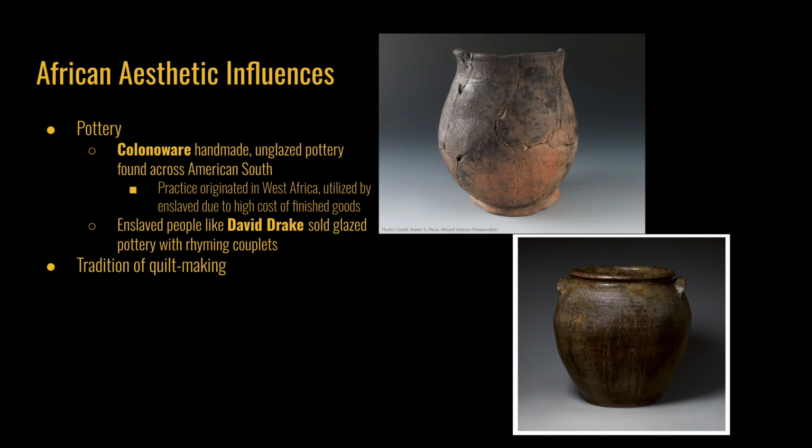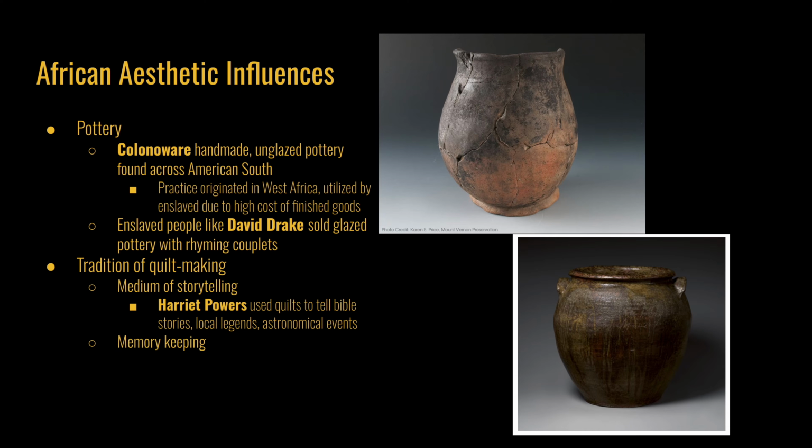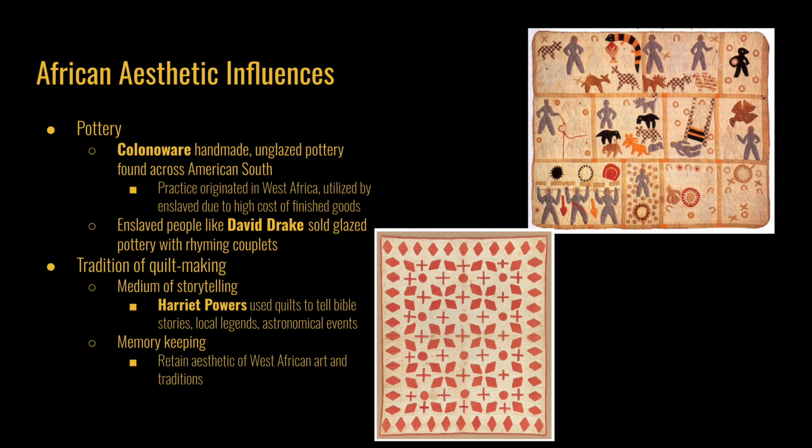There was also a tradition of quilt making, used by African Americans as a medium for storytelling. Quilt maker Harriet Powers used quilts to tell Bible stories, local legends, and record astronomical events. These quilts were used for memory keeping to retain the aesthetic of West African art, traditions, and patterns. Quilts were also used in the Underground Railroad to convey messages and directions to escaping slaves.